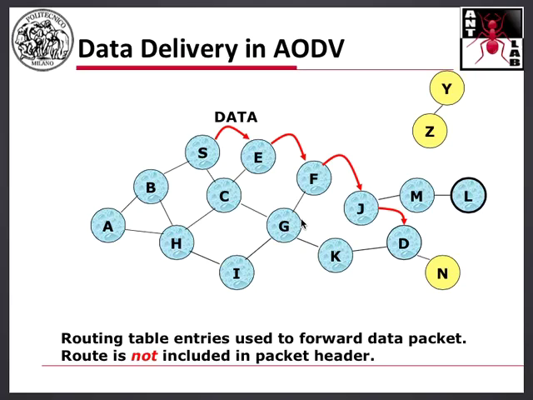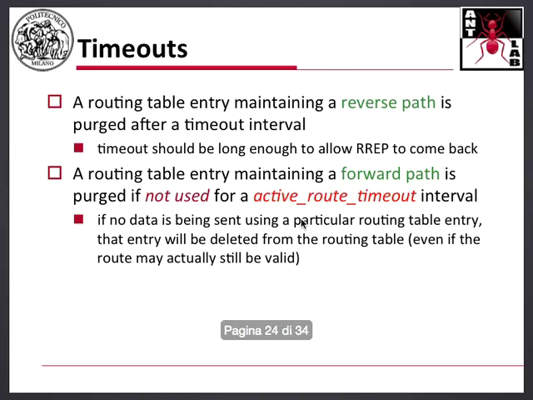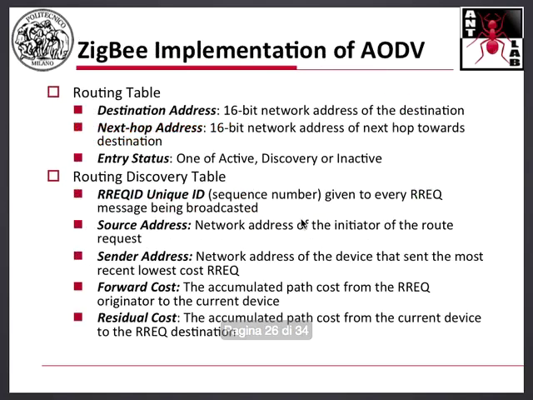And the residual cost is the other way around. It's the current cost from the current device to the destination of the route request, which is the cost used to backpropagate the route reply. So these are two measures to evaluate the cost of the path from the source of the route request to the current device, and from the current device to the destination of the route request.